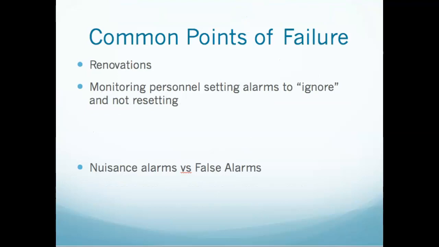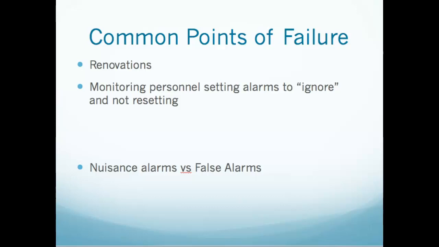So, common points of failure with alarm systems. Renovations. Certainly, whenever someone does something to a door, and doors are the number one thing that are alarmed, right? They're the portals. They're the way people get in and out of things. They're the way people normally break in and out of things. Doors and windows, primarily. When people do renovations, that's when you're going to get failures. They're going to take the contacts down. They're going to fix something. They're not going to put them up properly.